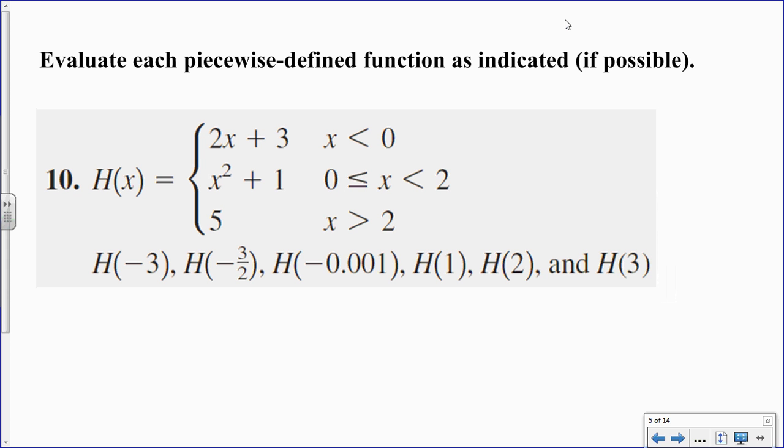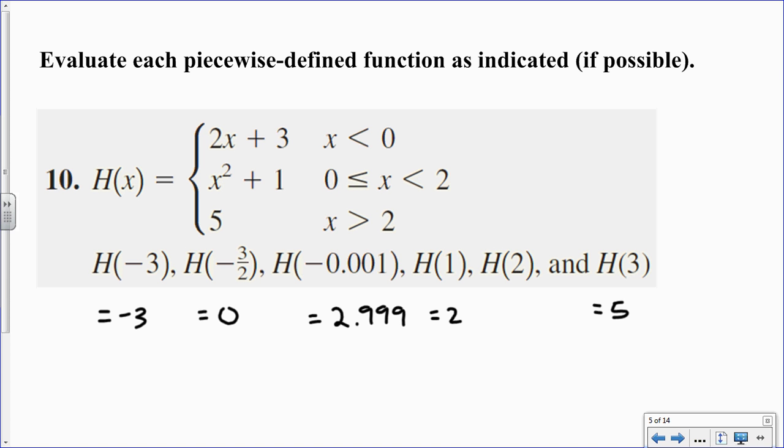Okay, so if you plugged in -3, you should have gotten -3. -3 was 0. -0.001 was 2.999. H of 1 is 2. H of 3 is 5. But what about H of 2?